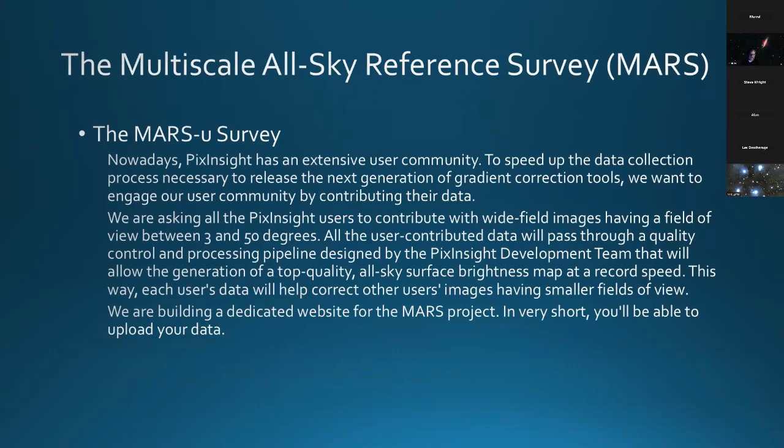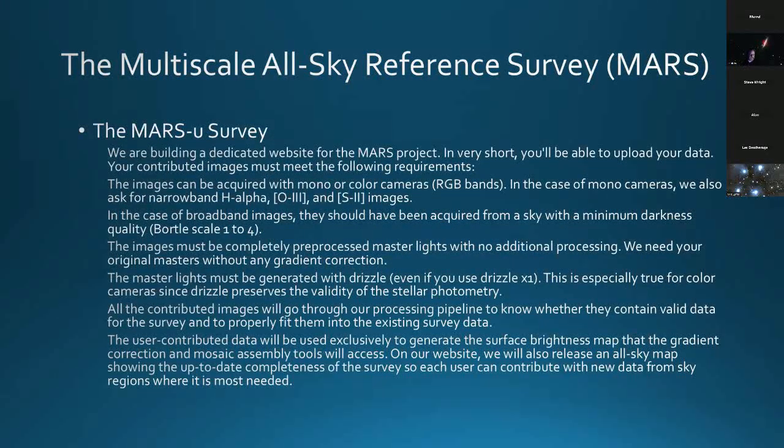So there's a MARS-U survey, which is basically the user community. This is where you can go and submit your images, and they will look at them and see if they're good enough to add into the database. They're looking for anywhere between 3 to 50 degrees of field of view, probably more for cleaner skies, lower Bortle sky areas. And you can go to their website and build out.